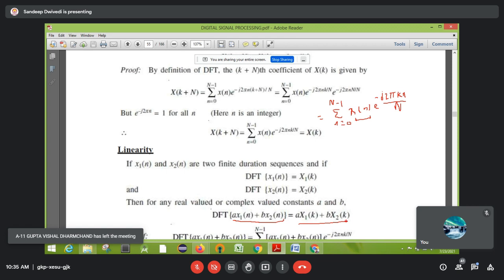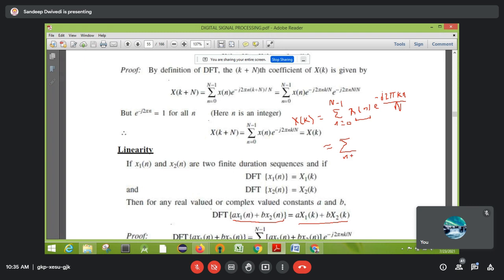So here you just need to put this in the formula in place of x of n. This is the DFT, or you can say X of k. This is the definition of the DFT: X of k is equal to our formula of the DFT. Now here, instead of x of n, you can put this value.